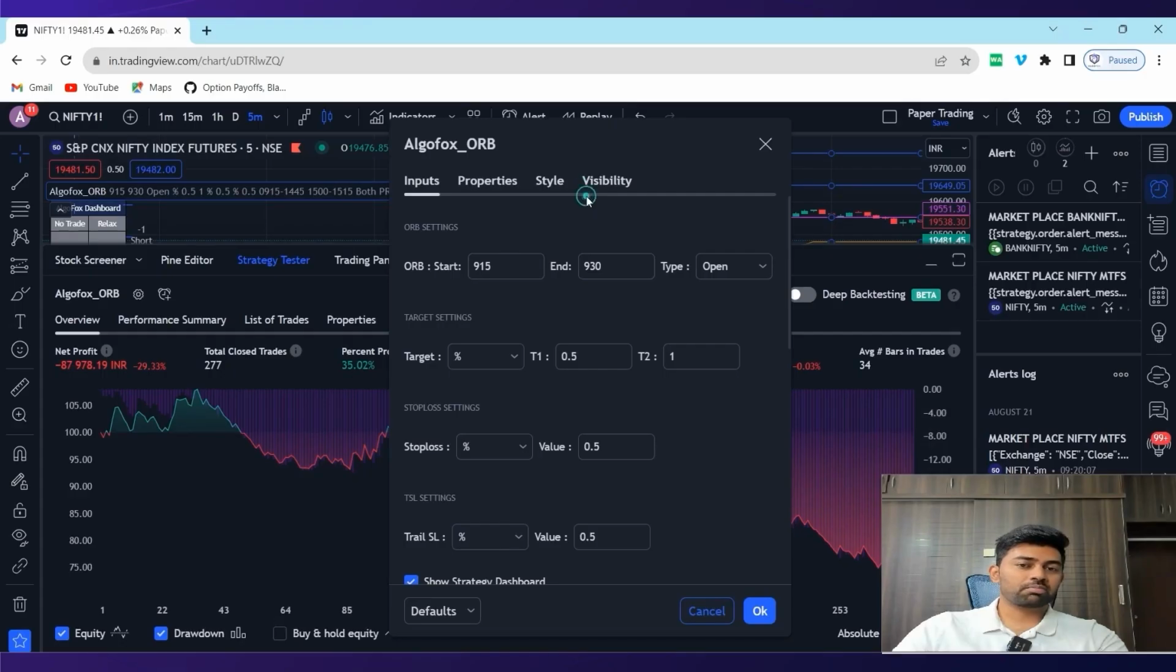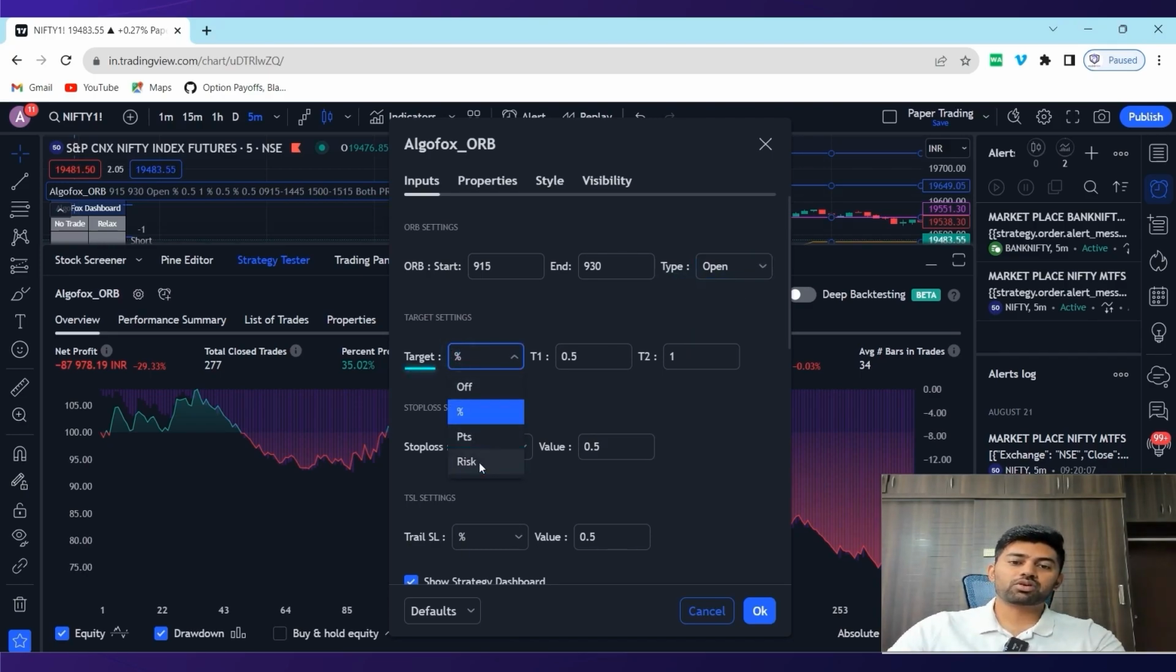Also in this particular Pine script, we have given multiple types of target. You can choose target in terms of points, percentage, or as per the risk. Risk is nothing but the difference between high and low, or open and close, or open and the executed price in the case of open. In the case of high and low, it is the range between high and low. In the case of open and close, it is the range of open and close.